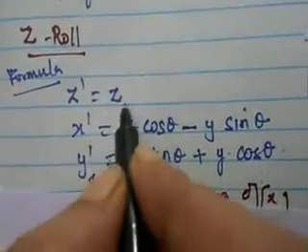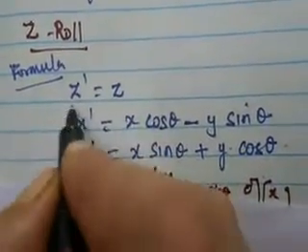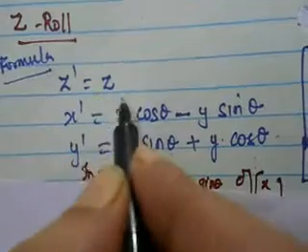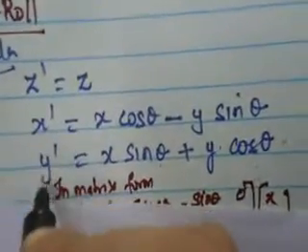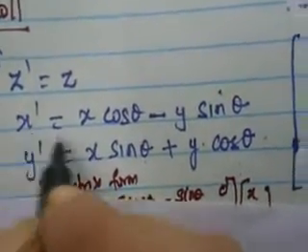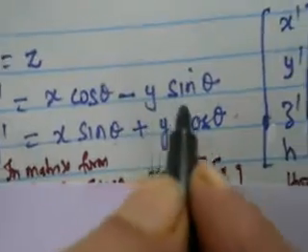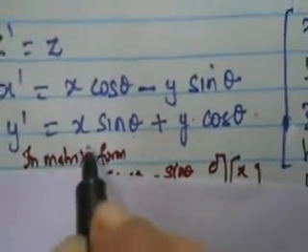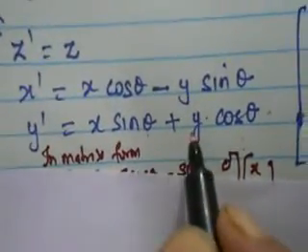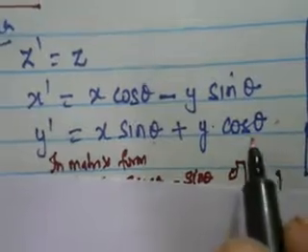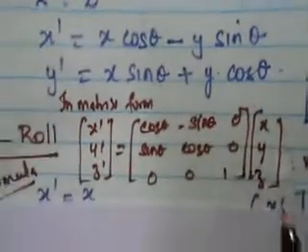So we have to retain z as it is, so z dash is equal to z. Then x dash and y dash alone we are going to proceed with. x dash is equal to x cos theta minus y sin theta. y dash is equal to x sin theta plus y cos theta. So let's write it in matrix form.